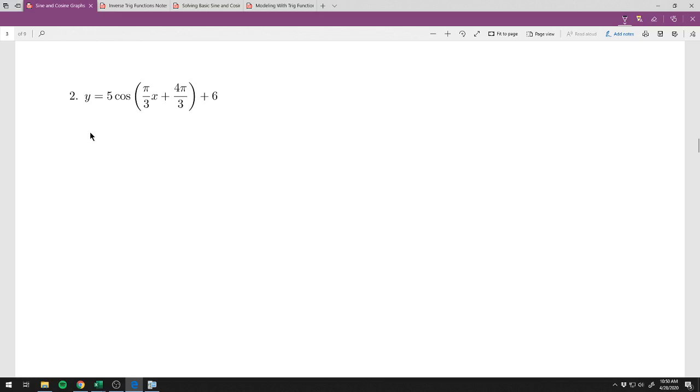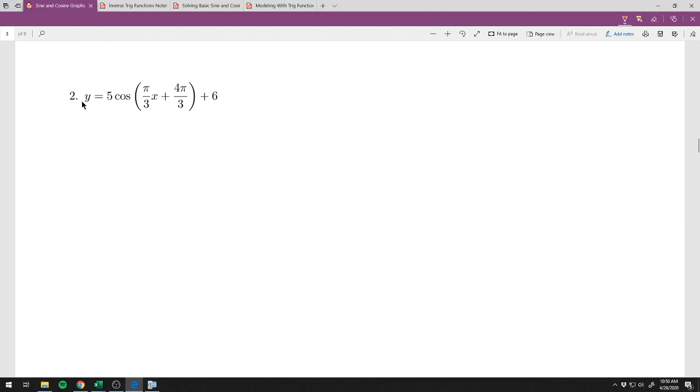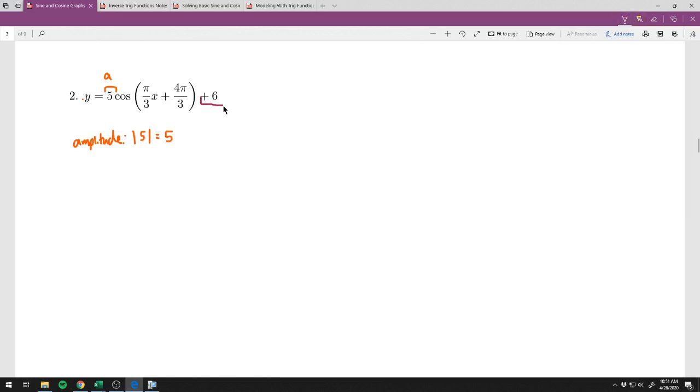All right, so we've got to figure out the amplitude. We got to figure out the equation of the midline. We've got to figure out the phase shift or horizontal shift, and we've got to figure out the period. All right, so the amplitude is the absolute value of phi, which is 5. The vertical shift, or midline, is y equals that number.